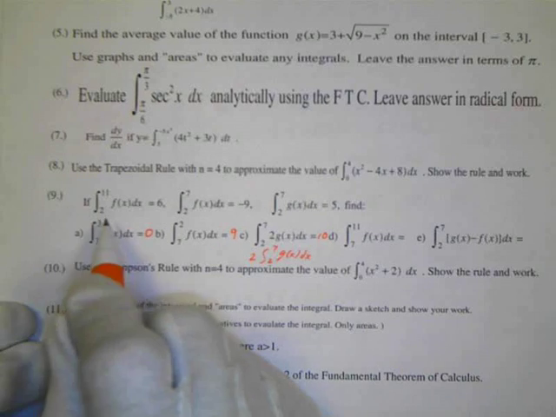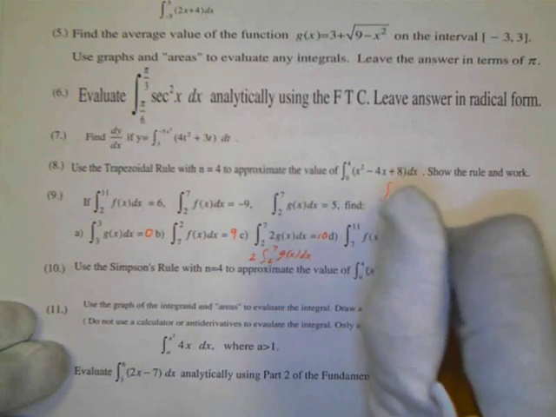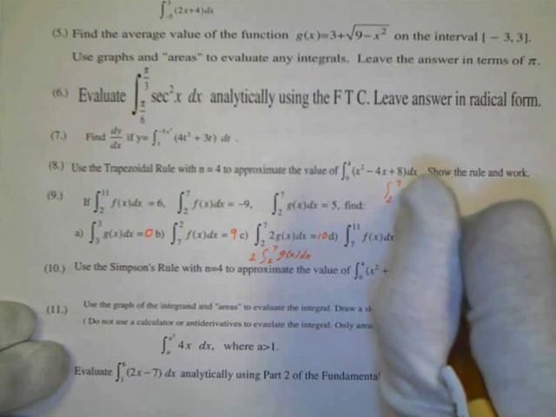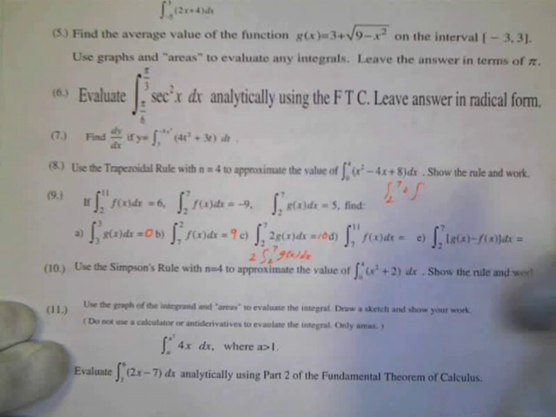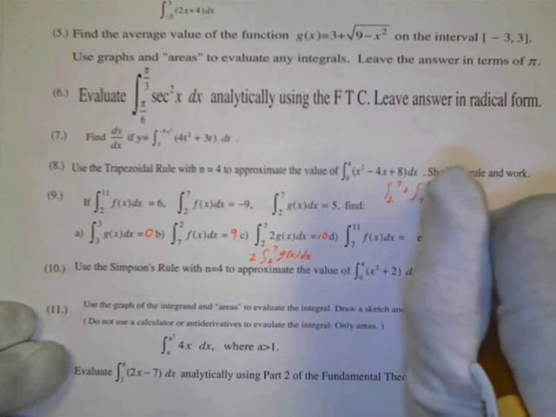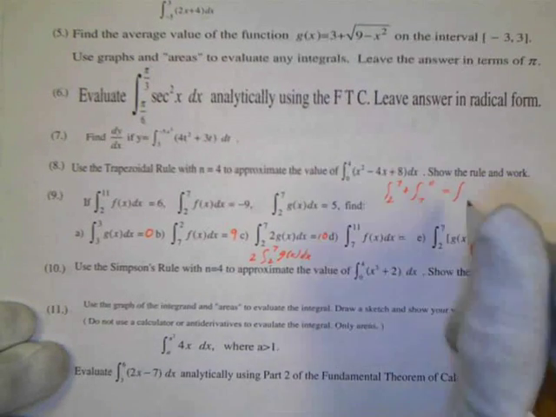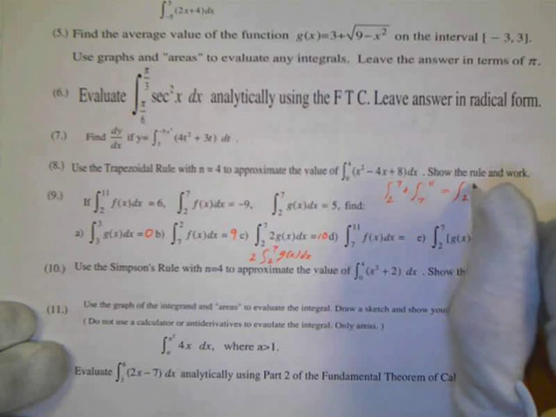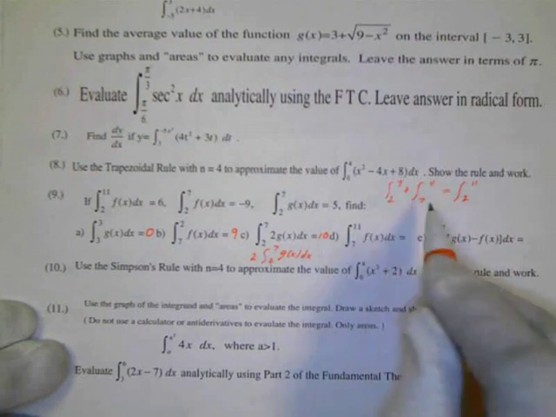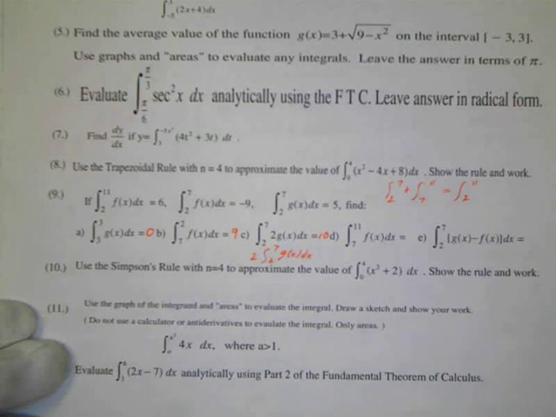From 7 to 11. So I know if I go from 2, the integral from 2 to 7, plus the integral from 7 to 11, that equals the integral from 2 to 11. I hope that makes sense. If I go from 2 to 7 and then add that from 7 to 11, I get 2 to 11.